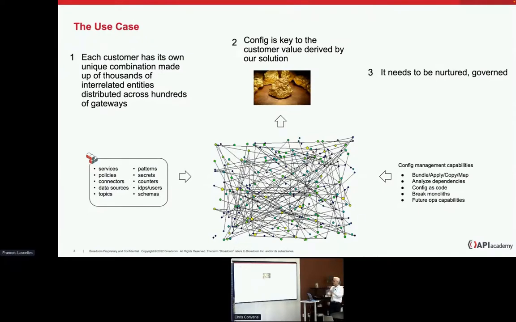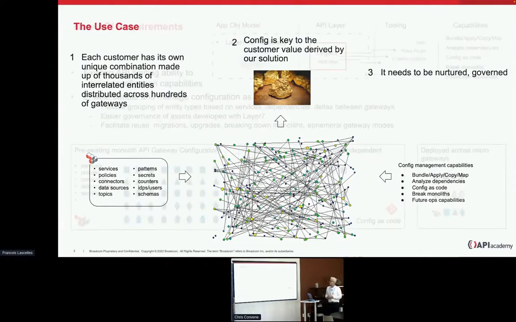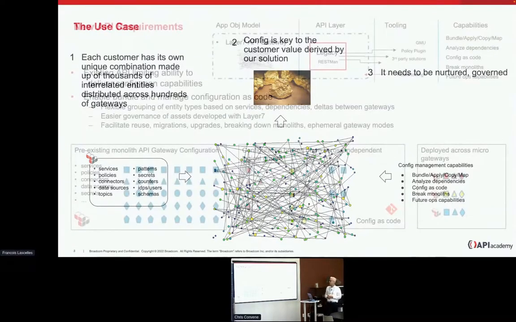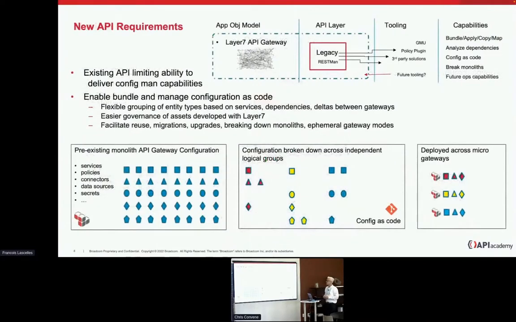We want to enable customers to do configuration as code. We want to allow customers to break their monoliths through that. And we want to power the future ops capabilities that we are releasing as part of our product with a solid foundation. I'm just going to wrap up the use case here: we have this legacy API called RESTman, which is a REST-based API. It's XML-based.